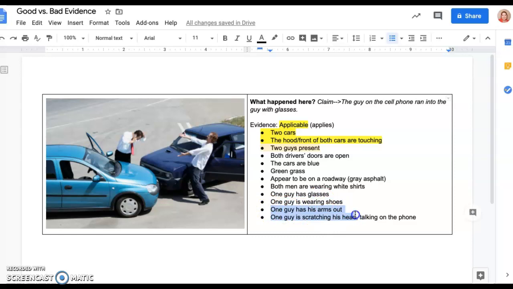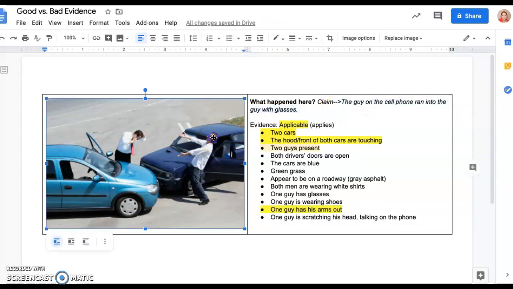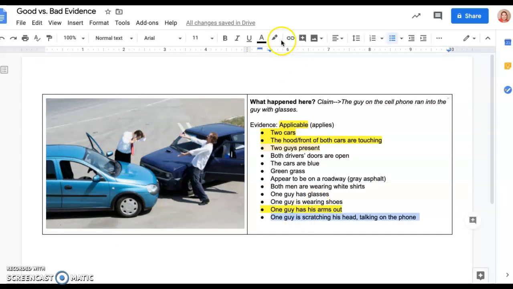One guy has his arms out. I actually am going to highlight that because I'm trying to prove that the guy on the cell phone ran into this guy. So this guy's body language is telling me some stuff that I'm going to get into more when I talk about reasoning. Same thing with this guy's body language. So I'm going to highlight that as well.